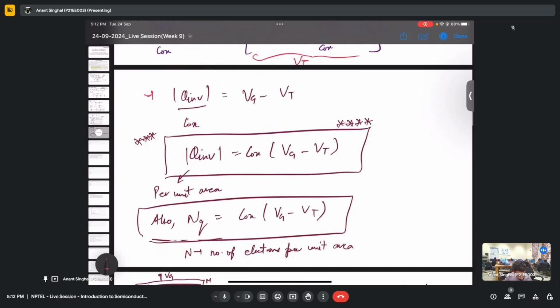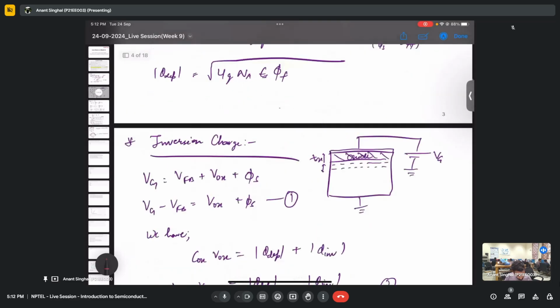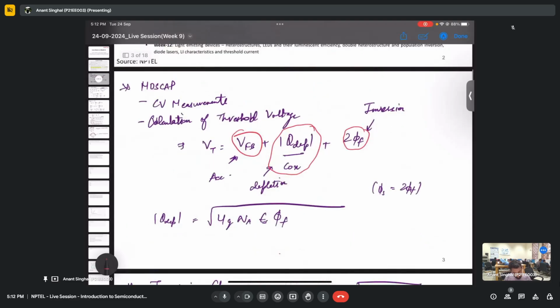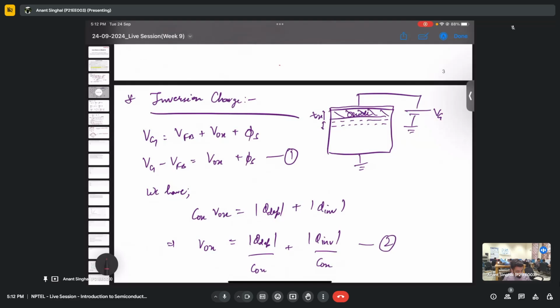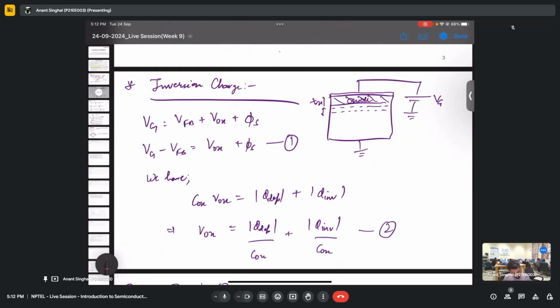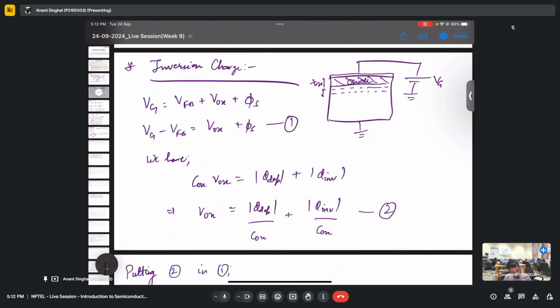Since you joined late, I'll quickly go through what I have done till now. In the last lecture, we covered that the threshold voltage is nothing but the sum of the flat band voltage, the voltage drop due to the depletion charge, and the final one is the inversion charge. So we calculated the inversion charge particularly till now in this lecture, which is this. So the total gate applied voltage is a sum of the VFB.